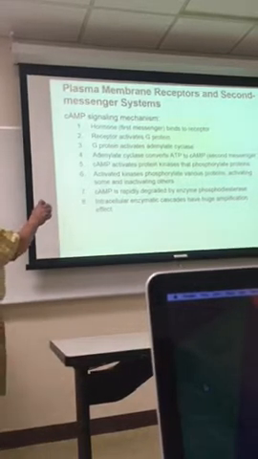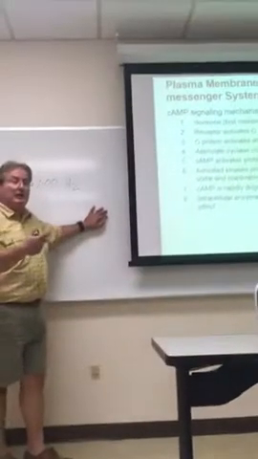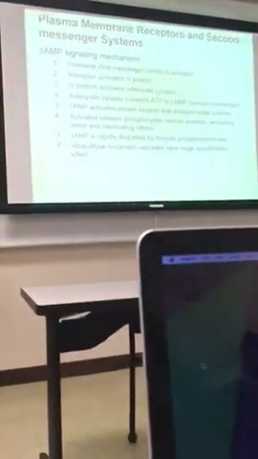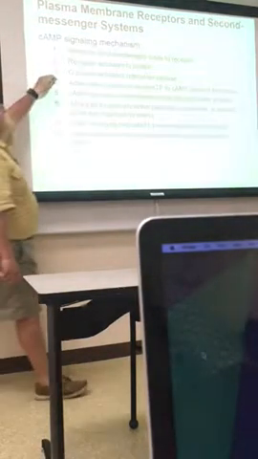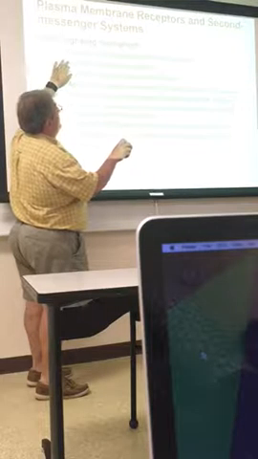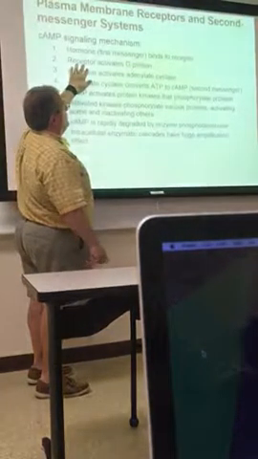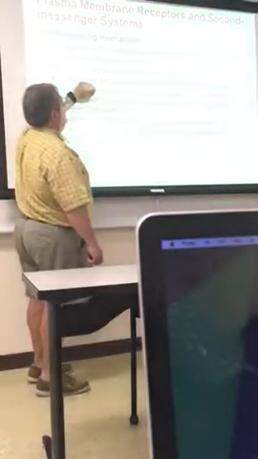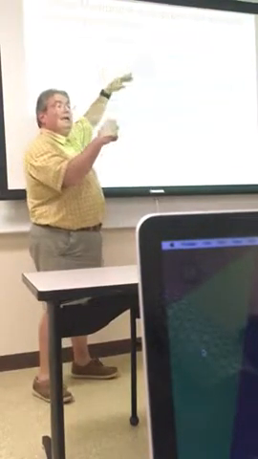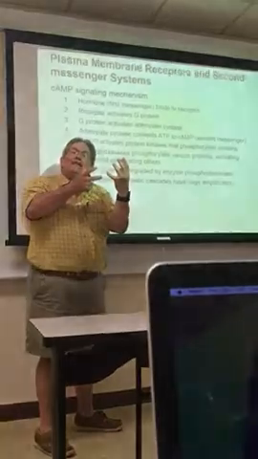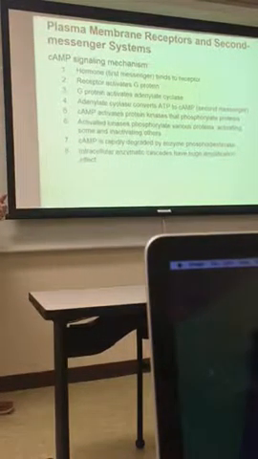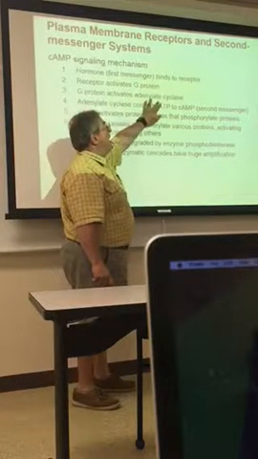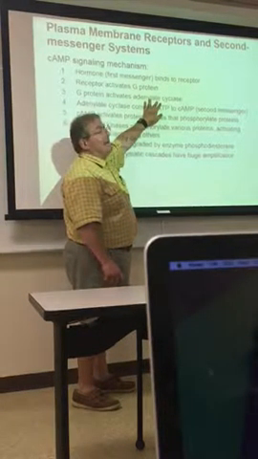This one is cyclic AMP. The molecule, I couldn't even tell you what it looks like, but obviously the C in front tells us that it has some kind of a cyclic structure. Okay? Hormone interacts with the receptor. Okay? The receptor activates a G protein. The G protein's shape changes, and then it is able to bind with an inactive enzyme. Okay? In this case, we have the enzyme called adenylate cyclase.